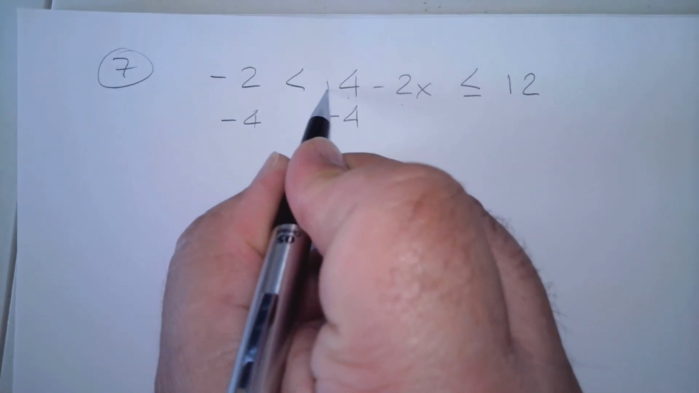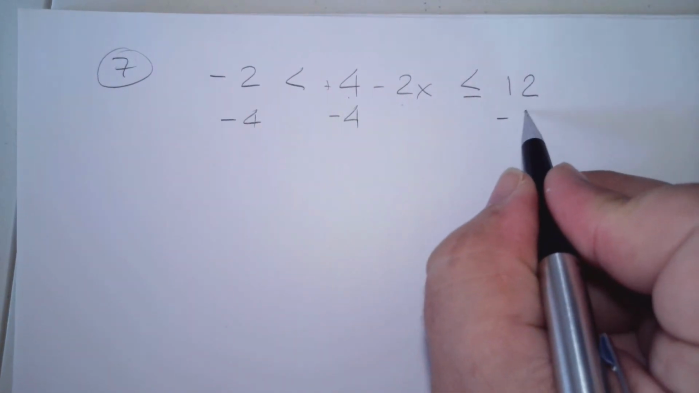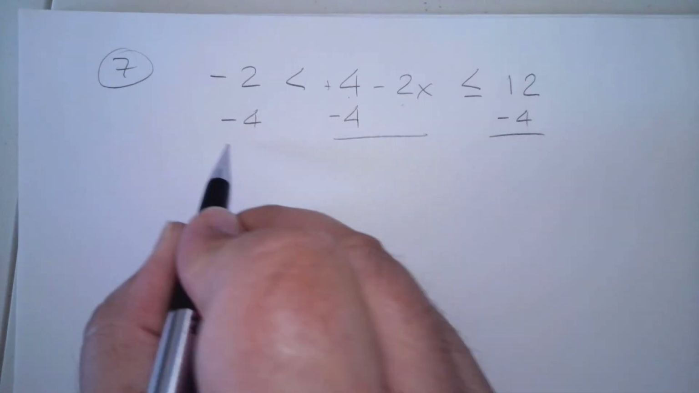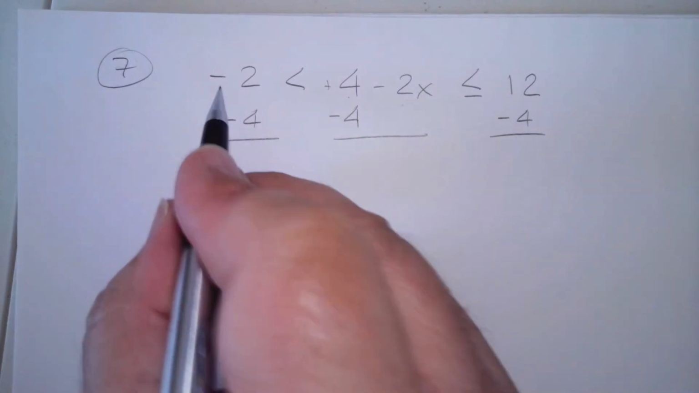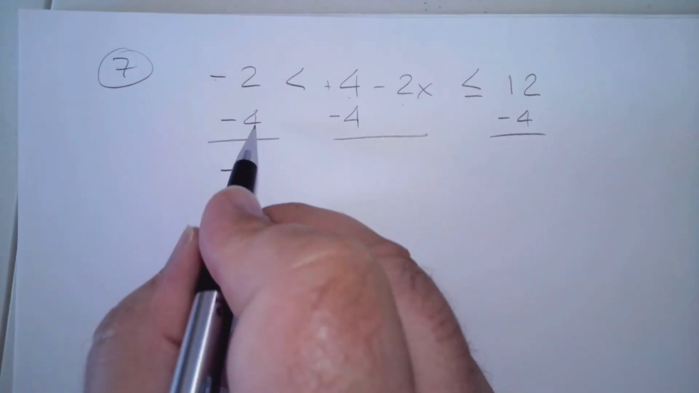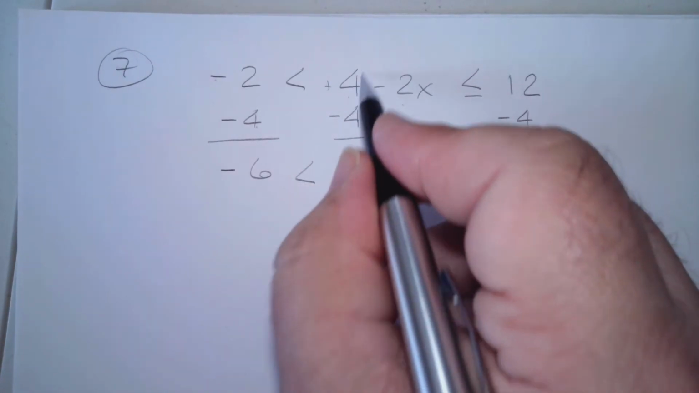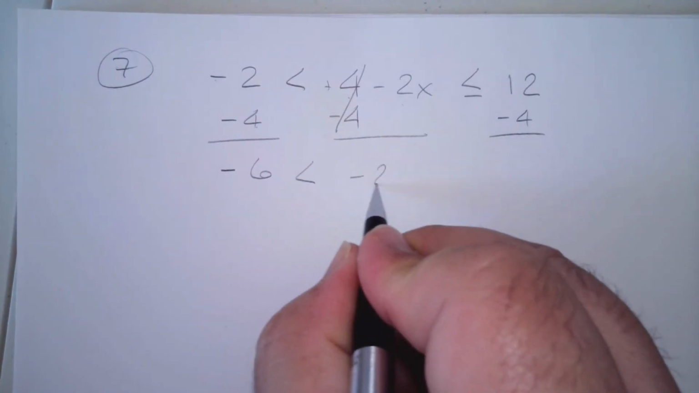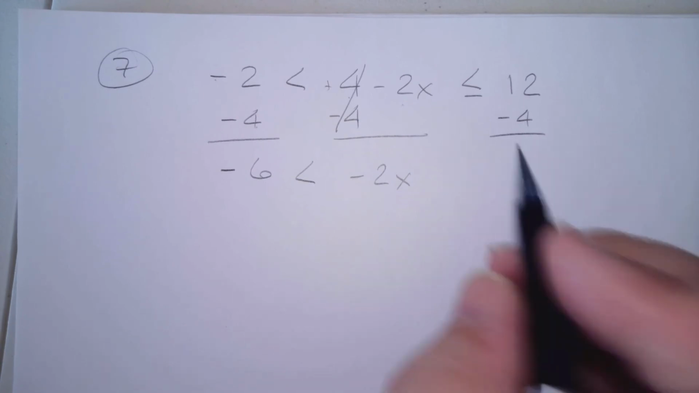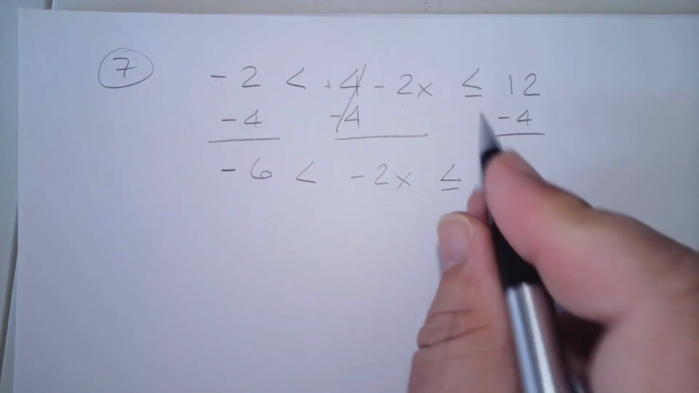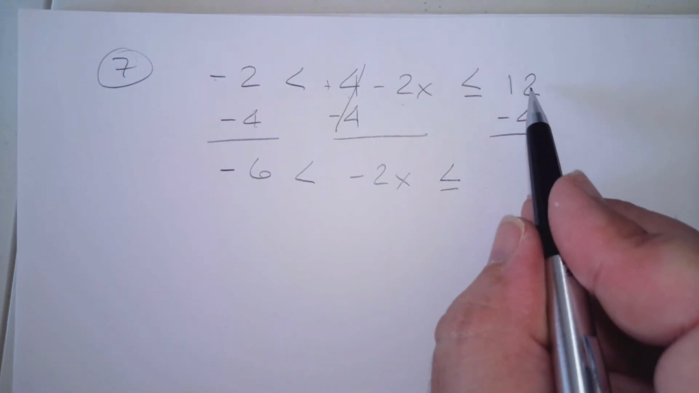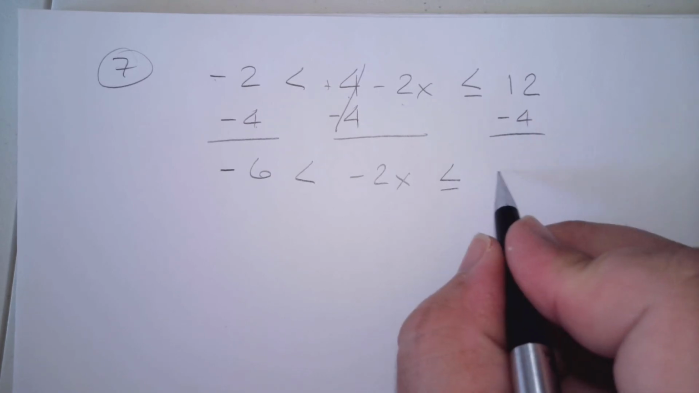Since it's a positive 4, we have to subtract 4. They're both negative. The answer is negative. 4 plus 2 is 6. Less than. The 4's cancel. Negative 2x, less than or equal to 12 minus 4. 12 is bigger, so it's positive. 12 minus 4 is 8.